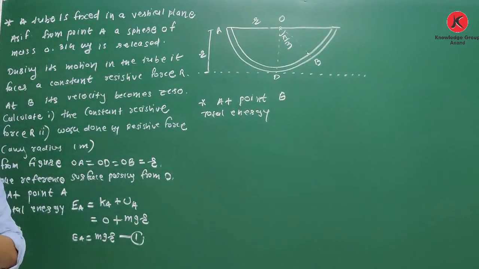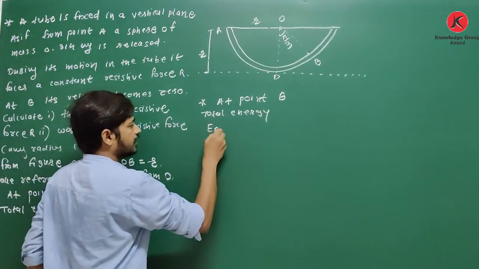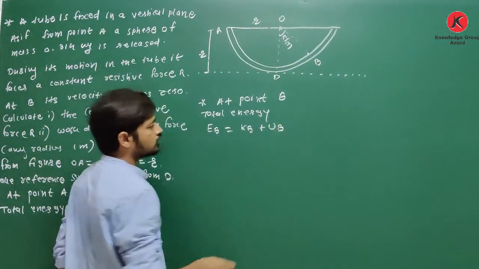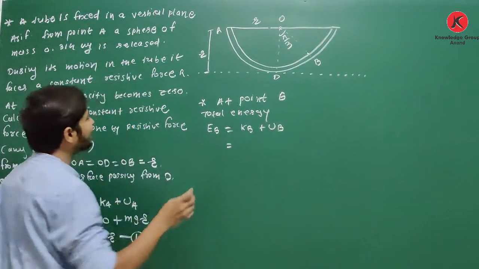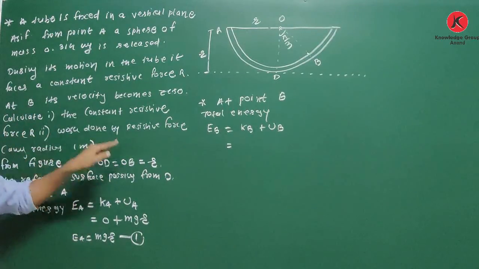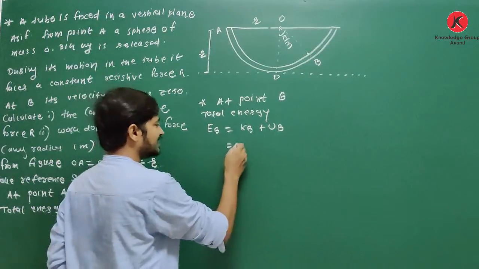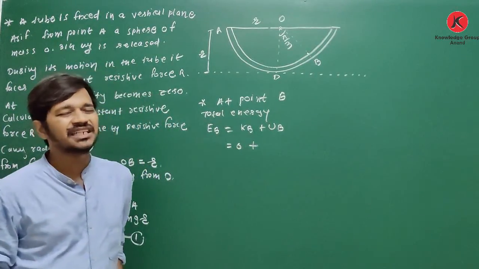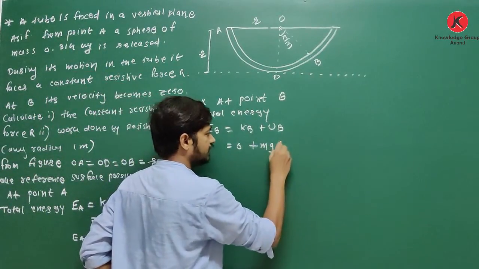See how to find the total energy at point B. Again, EB is equal to KB plus UB, that is kinetic energy plus potential energy. At B, its velocity becomes 0, so its kinetic energy is 0. Plus, what about potential energy? Potential energy means mgh, so it is mg.